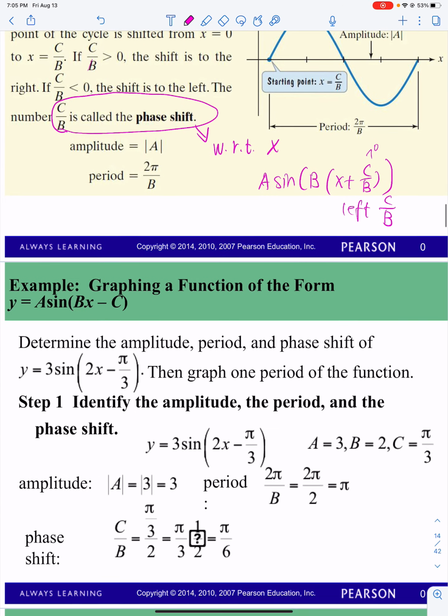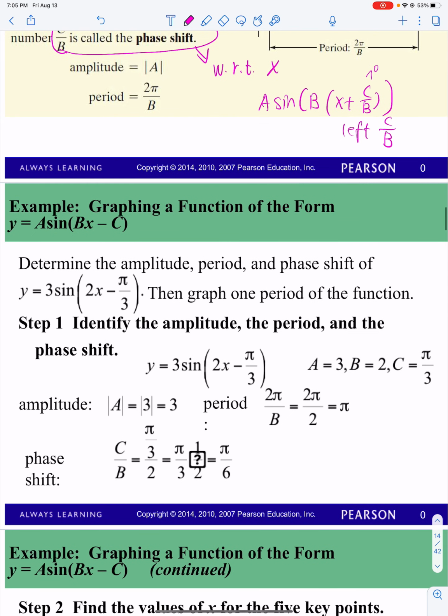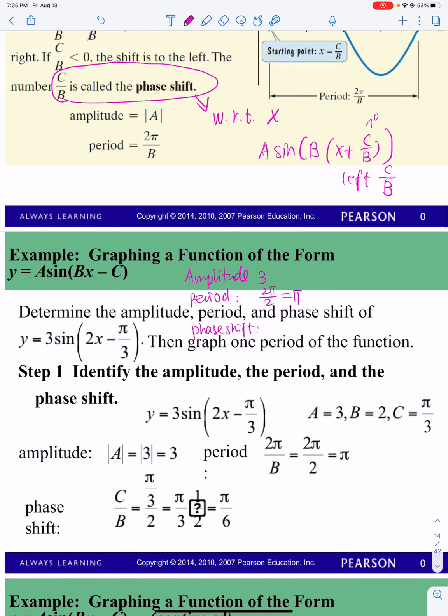So then how could we draw the picture here? What do we want? The amplitude is 3. What is the period? It's 2 pi over 2, which is pi. And what will be the phase shift? It's always this number. It's pi over 3.